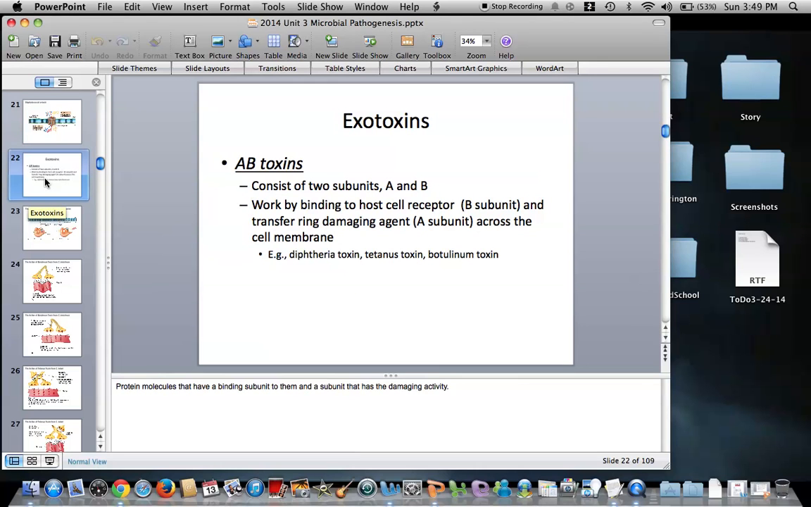AB toxins consist of A and B. Oh, B binds to receptor, and then A does something damaging to the membrane. And tetanus and botulinum, diphtheria all do this. So binding is B. That makes sense. B is for binding and A is for activity. That actually makes quite a bit of sense. So we have cytolytic and these AB toxins.